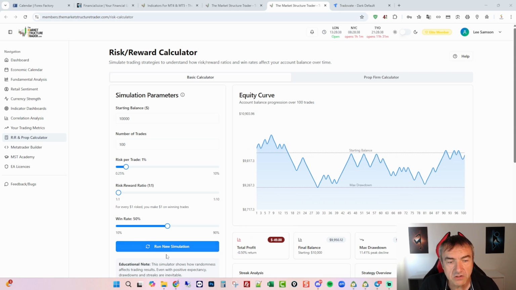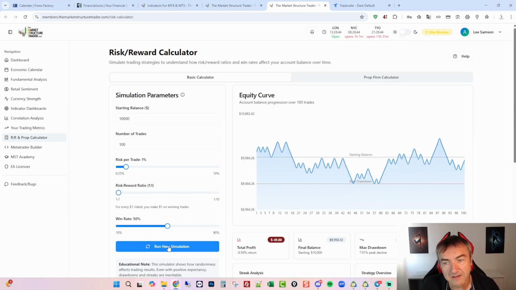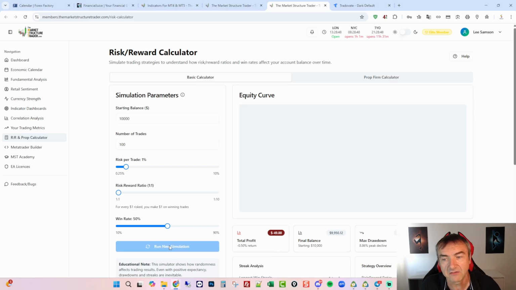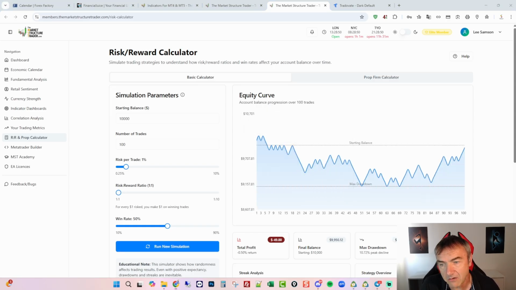If we run a new simulation with the same risk reward ratio and the same win rate, we will still end up roughly the same. We've got a $49 loss, and we can keep running this as many times as you like. It doesn't matter how this equity curve appears. It will always end up roughly back at break even.